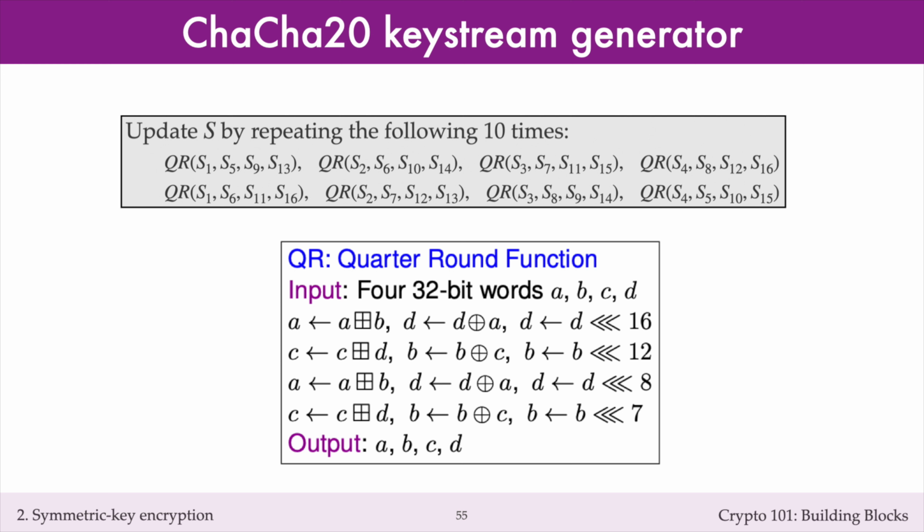ChaCha20 incorporates a nonce and a counter into keystream generation, thus ensuring that keystream is never reused, even though Alice and Bob might use the same secret key for a long period of time. Since they use a 96-bit nonce for each plaintext that they encrypt, and they increment the counter for each 64-byte keystream block used to encrypt a 64-byte block of a particular plaintext, with very high probability, ChaCha20 keystream is never reused by Alice and Bob.